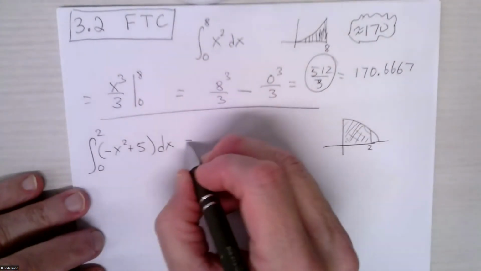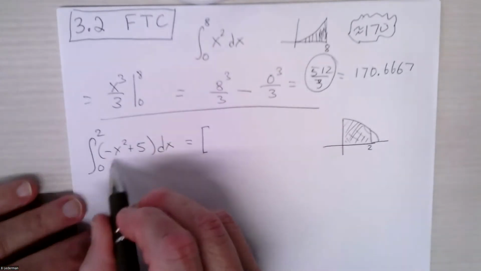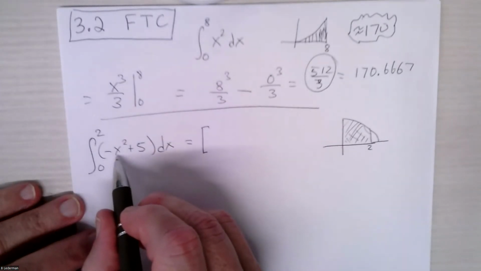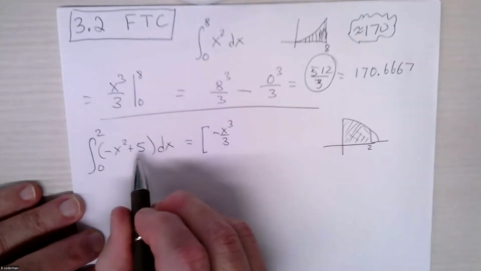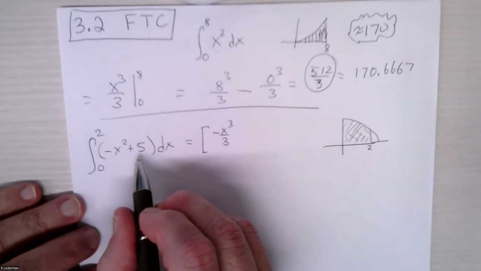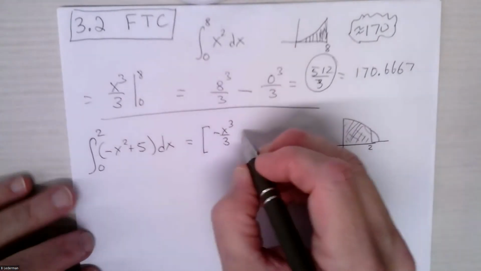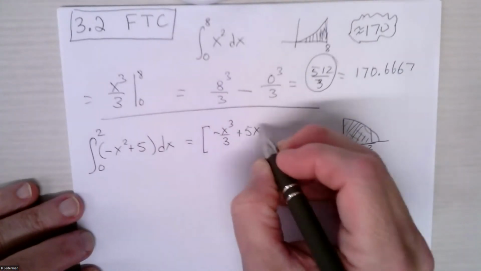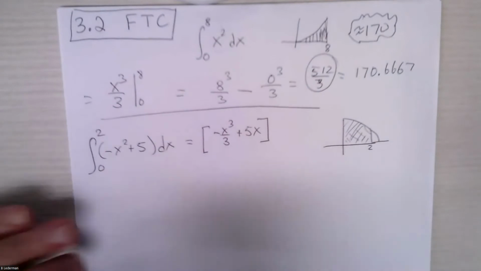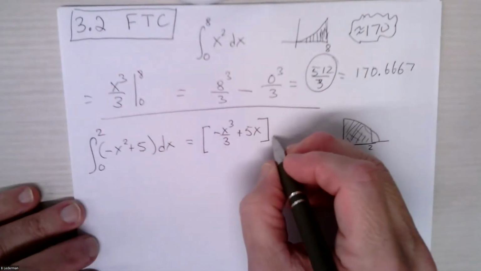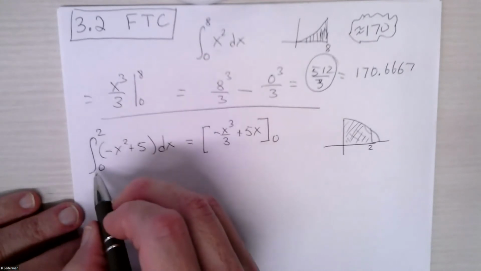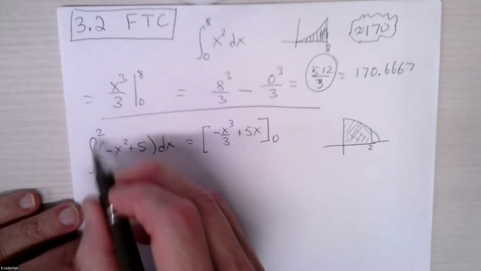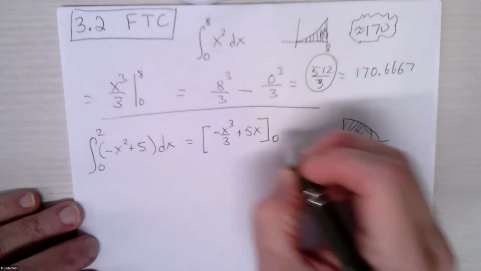So first we take the antiderivative. The antiderivative of negative x squared is negative x cubed over 3, and the antiderivative of 5 is 5x. And we evaluate that between 0 and 2. By the way, these are easy because I have the number 0 there. If we were doing it between 3 and 7, it would be more work. But what can I say?